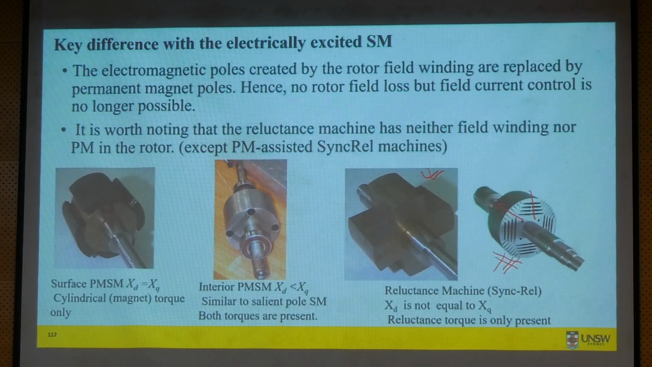Sometimes you can also use magnets in the gaps. Okay, very small thin magnets, which is known as a PM assisted reluctance motor. So a PM assisted reluctance motor is actually an IPM motor. The only thing is it will have a larger reluctance torque compared to the PM synchronous motor. In a PM synchronous motor, your magnet component is much higher than the reluctance component. Okay, that's the difference basically.